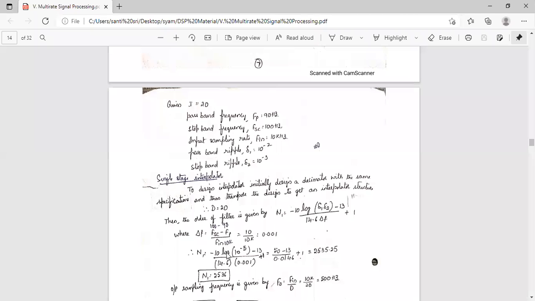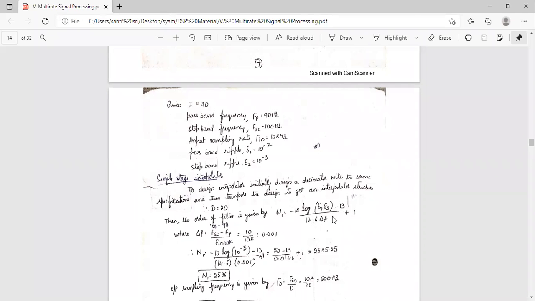So N1 equals minus 10 log (delta 1 into delta 2), that is 10 power minus 5, minus 13 by 14.6 delta F, where delta F is 0.001, plus 1. By simply substituting this, we get N1 as 2535.25, or 2536. So this is the formula for finding the order of the filter: minus 10 log delta 1 into delta 2 minus 13 by 14.6 delta F plus 1.